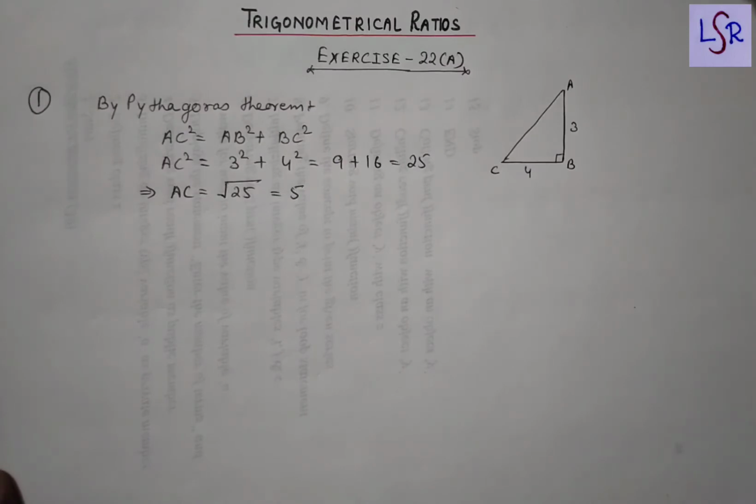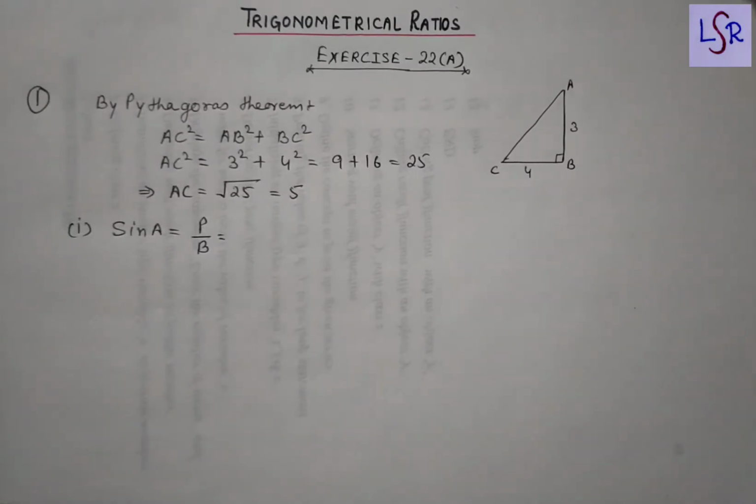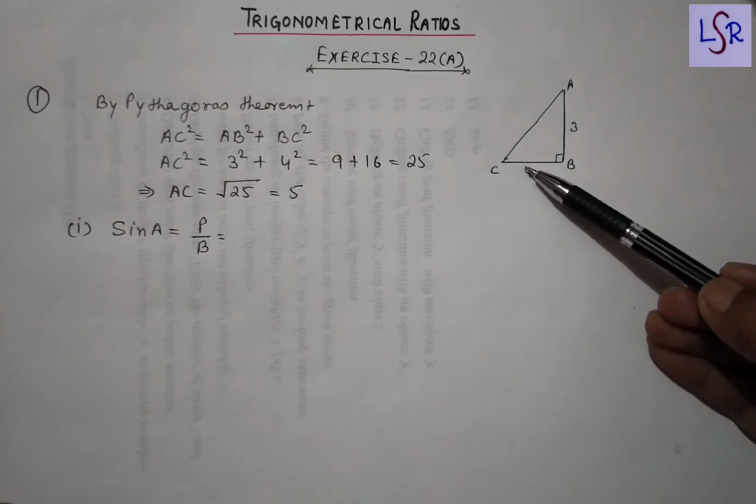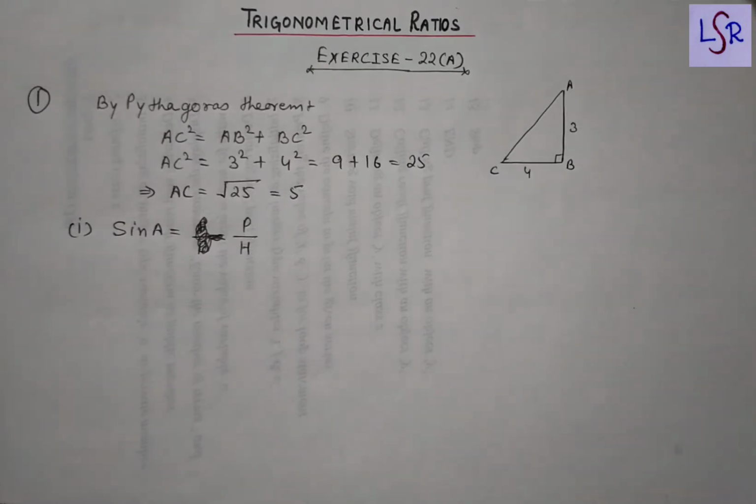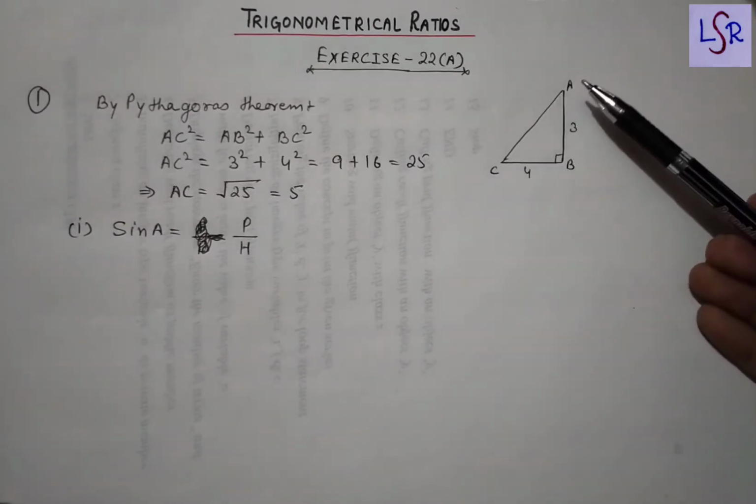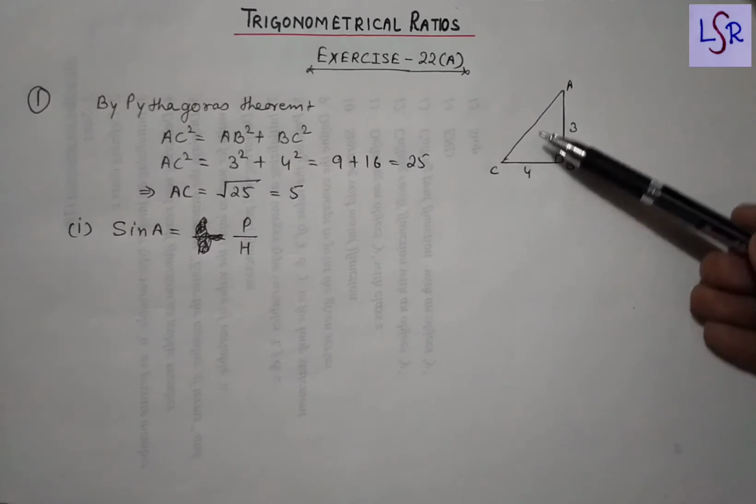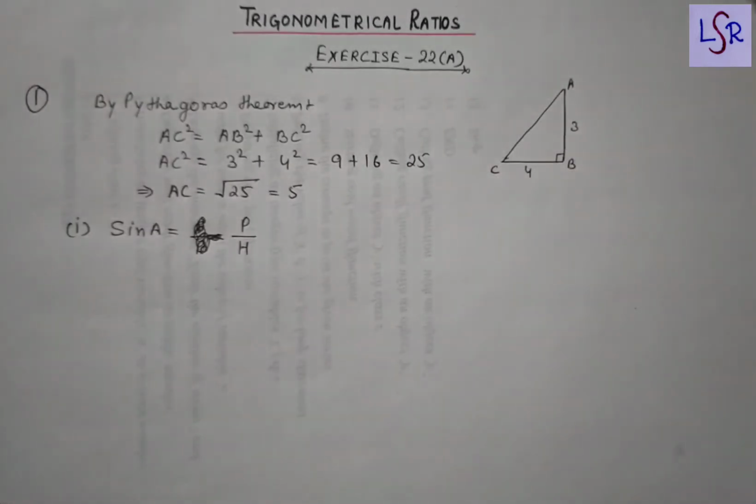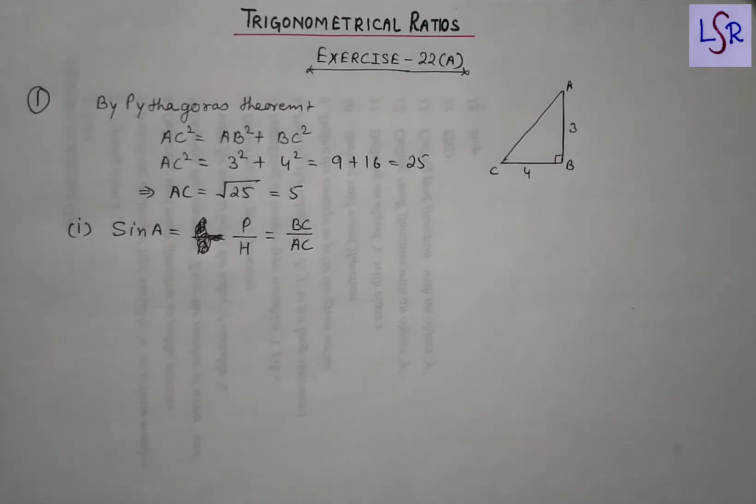The very first part is sine A. And sine A is perpendicular upon base. For this A, this will be perpendicular. Sorry, it is perpendicular upon hypotenuse. So for A, this one is perpendicular and this will be the hypotenuse. AC we have got 5. So first of all we write the sides, that is BC upon AC. Then BC is 4 and AC is 5, and hence we got sine A.